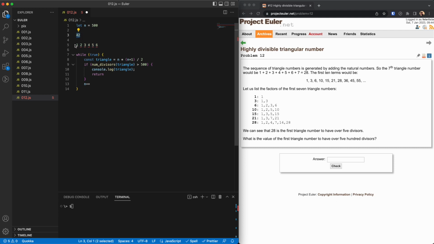And if 42 is divisible by any of these numbers, then the number of divisors will be increased by 2. So for example, the number of divisors is 0, then 42 divided by 1 is divisible, so the number of divisors will be 2. 42 is divisible by 2, so the number will become 4. It's divisible by 3, so it will become 6. Not divisible by 4, not divisible by 5, but with 6, so it will become 8. And that is all for the divisors of 42. So let's write the number of divisors function then.